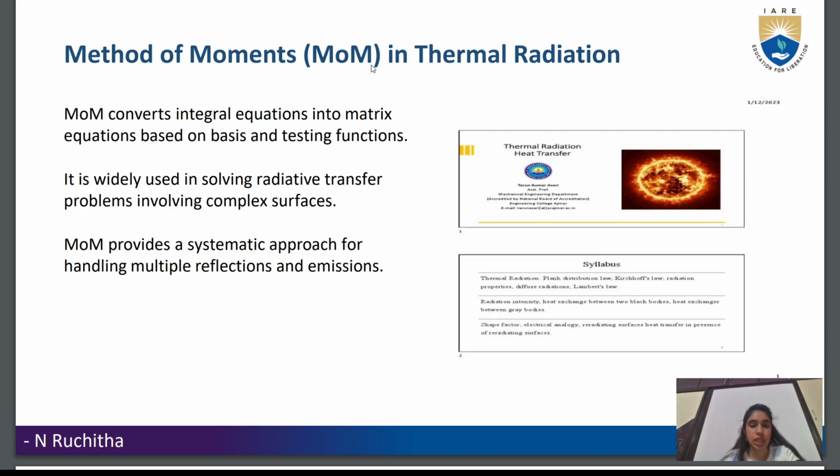Method of moments in thermal radiation. The Method of Moments (MoM) transforms integral equations into matrix equations by expanding unknowns in basis functions, and is commonly used for solving surface radiation problems with complex boundaries. Advantages: good accuracy with fewer unknowns, and suitability for coupled radiation-conduction or radiation-fluid cases. It requires careful selection of basis and testing functions for best results.